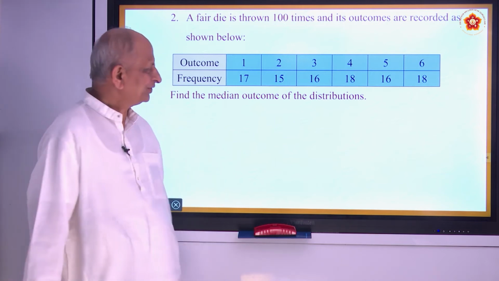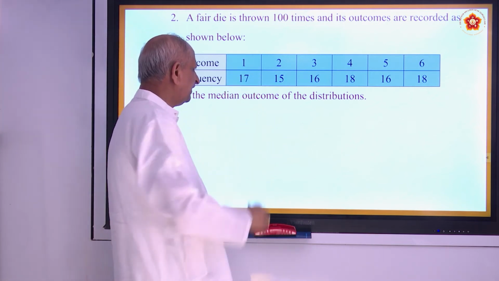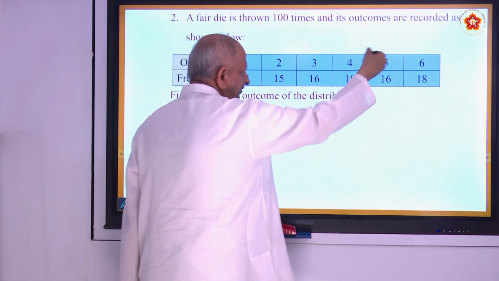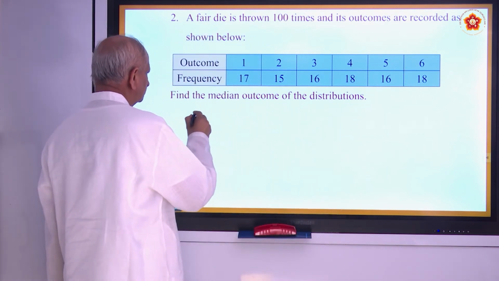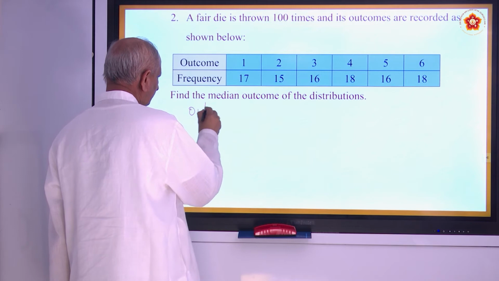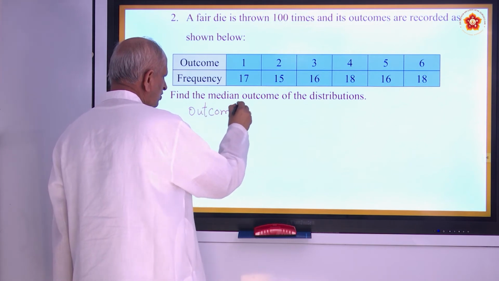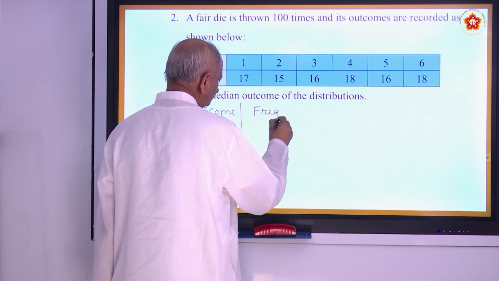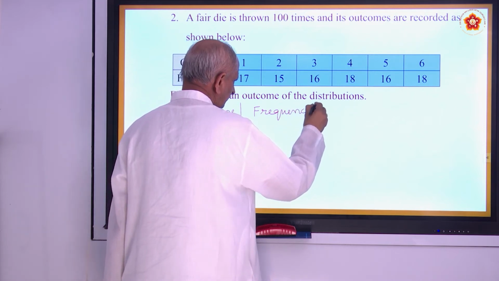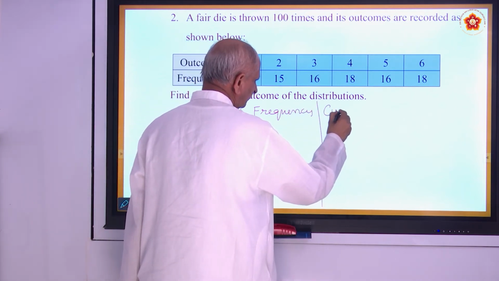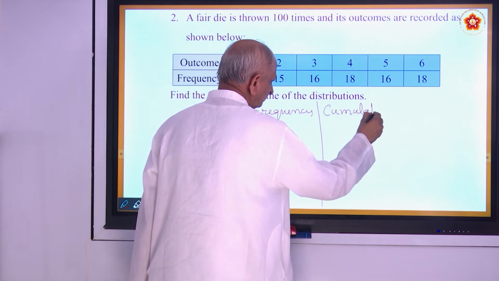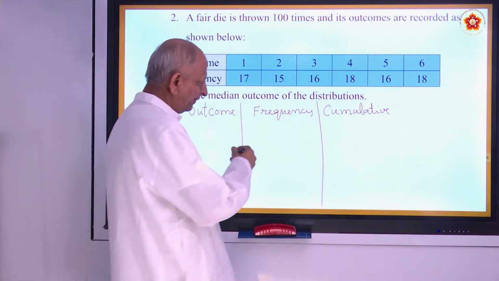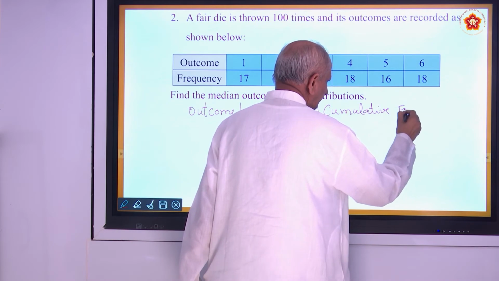In playing snake and ladder, you do like this and put, most of you may know it. Right? So how many times does 1 come? 17 times. 2 comes 15 times, like that. The list is given, that is called frequency. So what you must do is write vertically, of course like that also you can do, call it outcome, then you have frequency, and then you have cumulative frequency. Cumulative means what? Added. Come on, write down cumulative frequency.